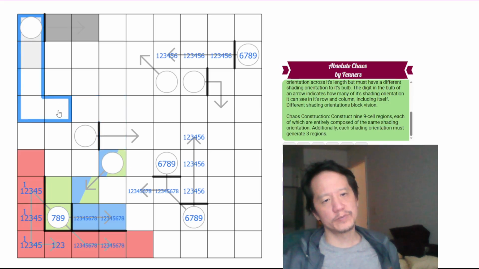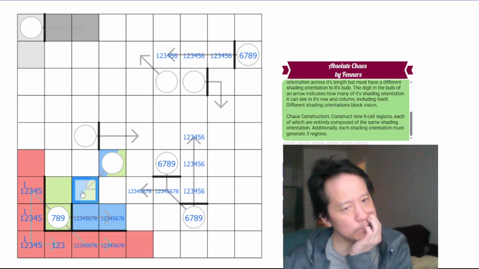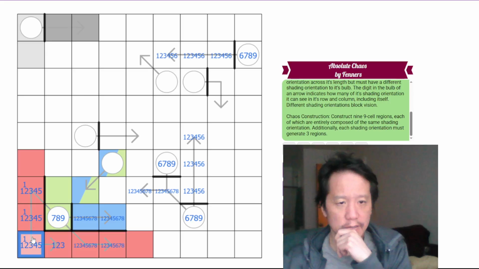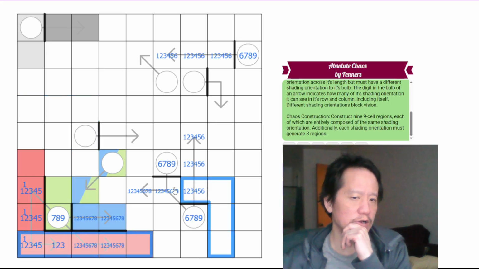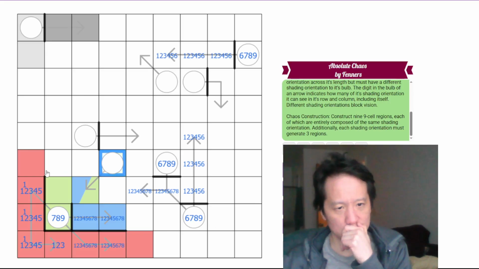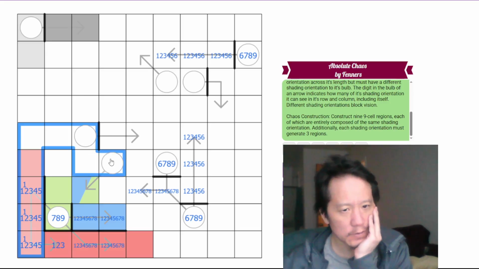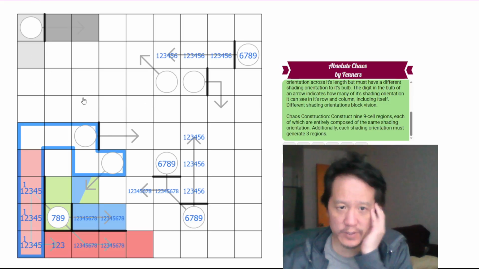Or you could be something like even that. This one can never be red because it will always block off the green or it will block off the blue. But this actually could be red technically, right? You could have something like this. And then the green goes around this way. Yeah, that's possible.